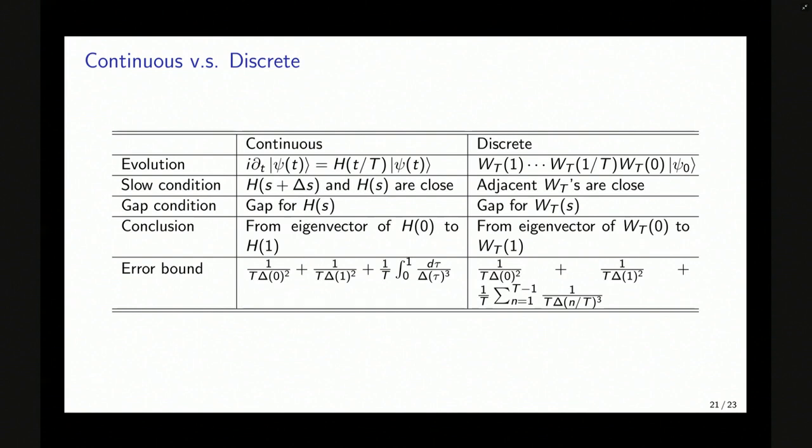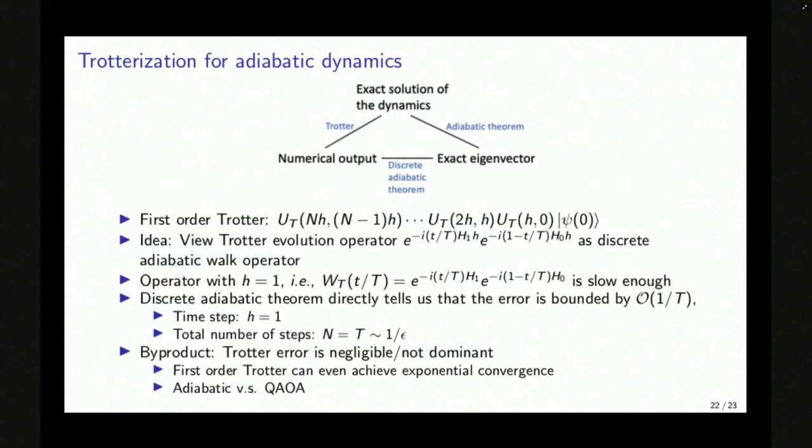Now we would like to use this discrete adiabatic theorem tool to understand how the Trotter errors behave in the adiabatic dynamics. It turns out that the discrete adiabatic theorem can provide a single step to directly bound the error that we want, which means that this bottom edge, the error between the numerical output and the exact eigenvector, can be directly bounded by using the discrete adiabatic theorem.